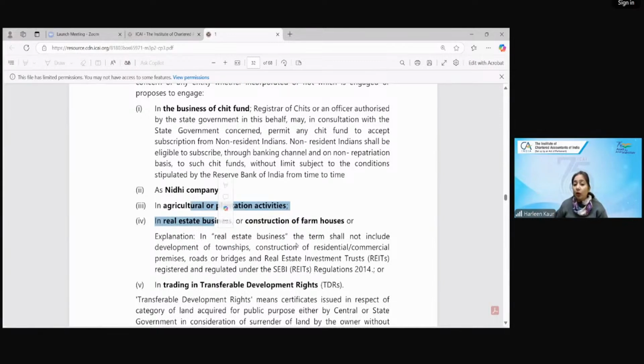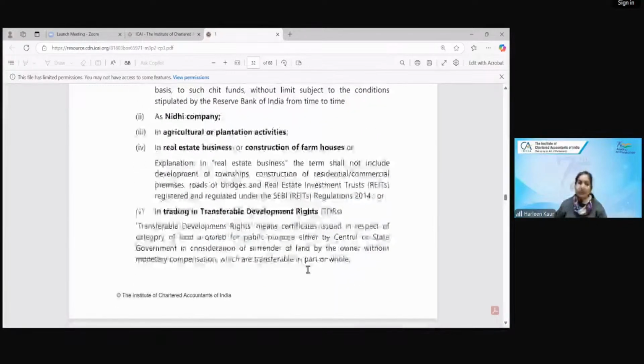Okay. But this will not include townships and construction of residential and commercial buildings, if they have been permitted under SEBI, those can be done. But otherwise, farmhouses and real estate business related to farmhouses cannot be done. And the last is transferable development rights, TDRs. They are certificates issued in respect of land acquired by the central or state government by surrender of the land without monetary compensation. A person resident outside India cannot take up these particular kinds of transactions.